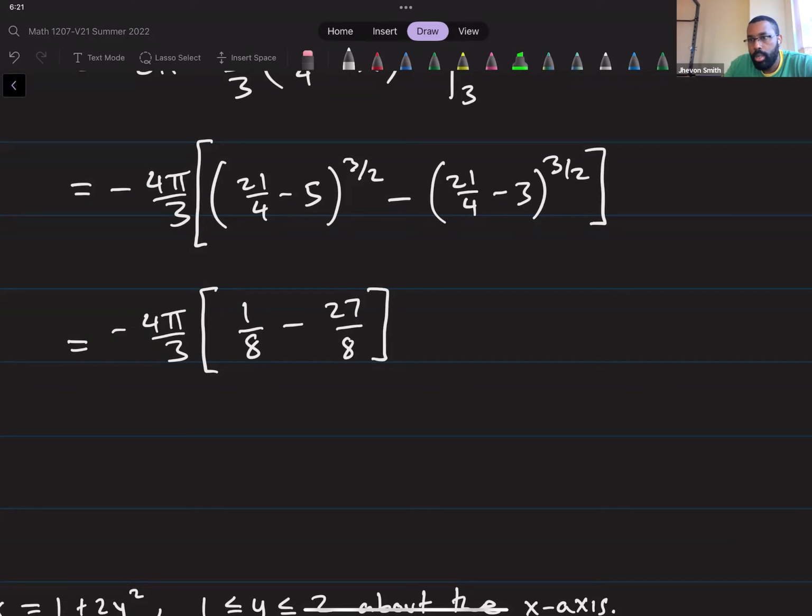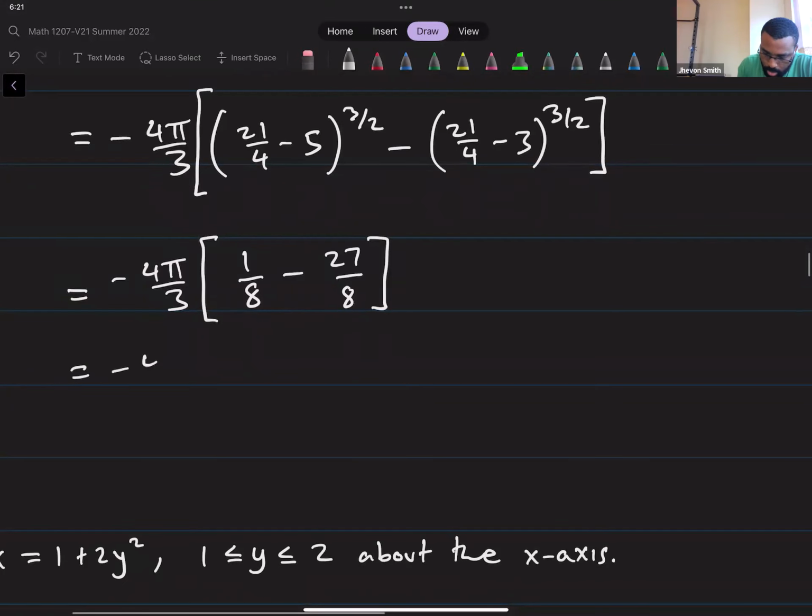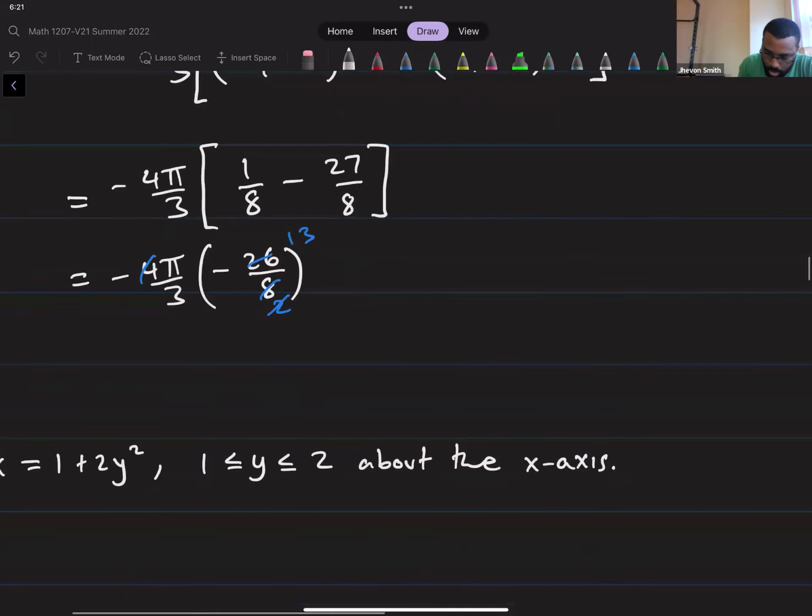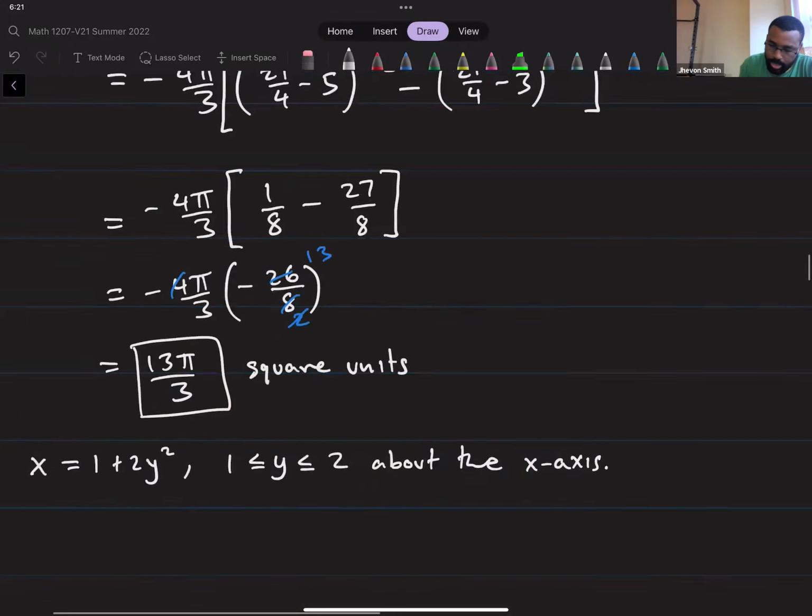So this will be 4π/3 times 1/8 minus 27/8. Going to combine these. So this is minus 26/8. So I can take 4 into 8 goes 2 times, 2 into this goes 13 times. And so this would be 13π/3 square units. Whatever that is.